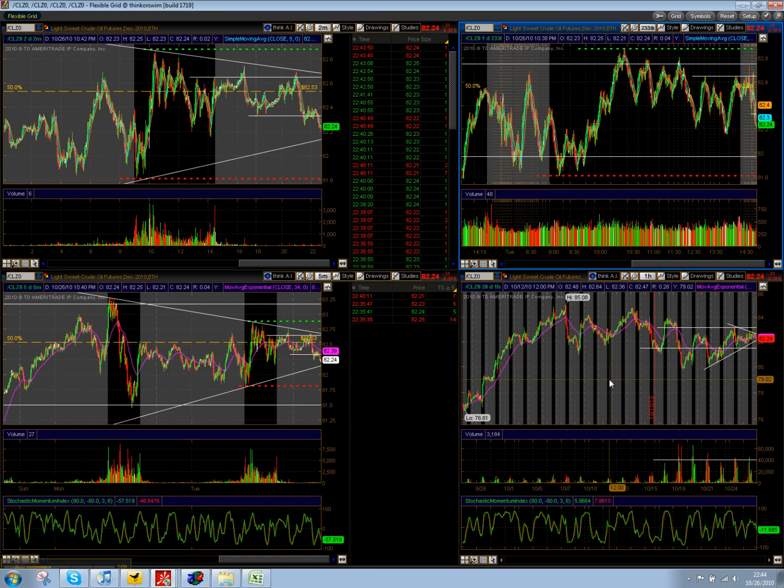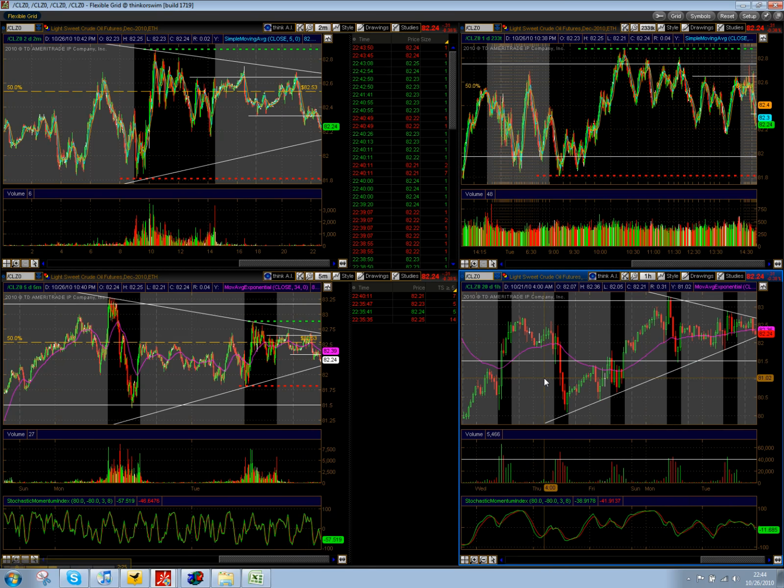And then over here is the hour chart, and that's pretty much run with the SMI 3/8 and the 34 EMA strategy that I used. For the most part, on these 3 charts, I'll always have low of the day, high of the day. On this chart, I'll take that off. Right now, I'm only looking at the hourly.